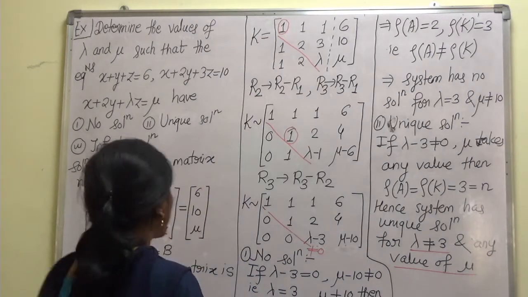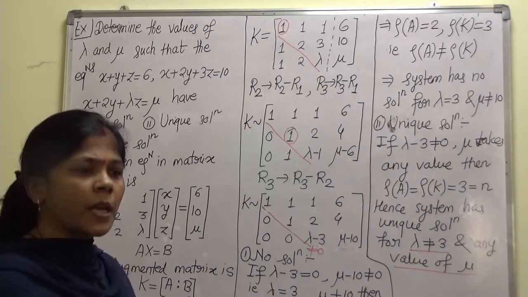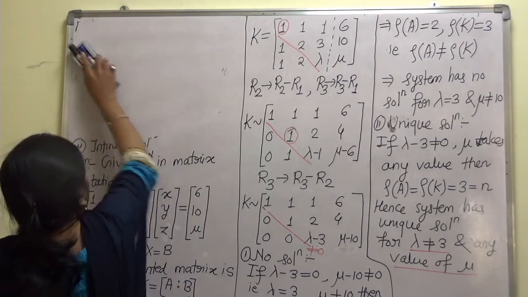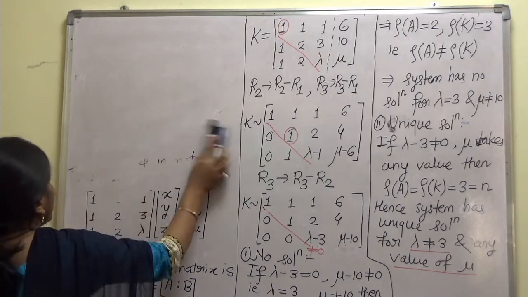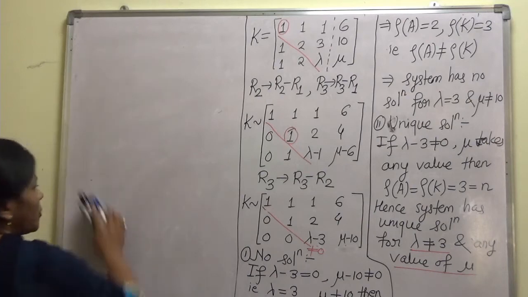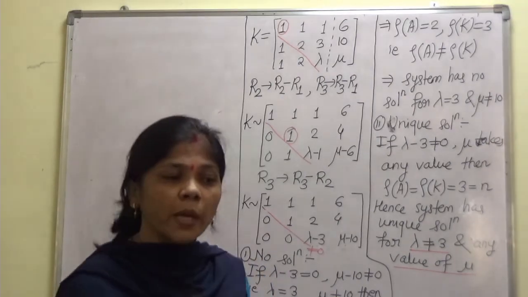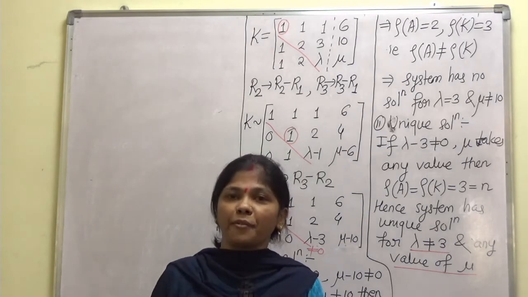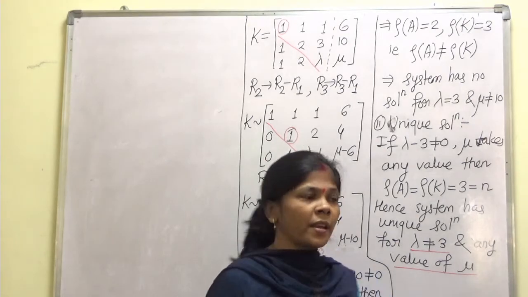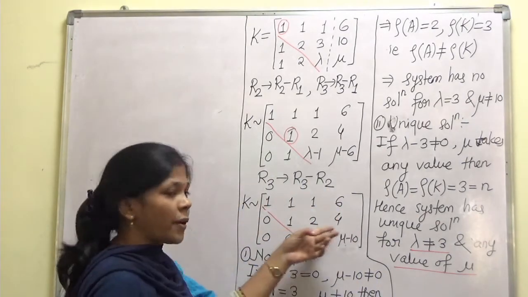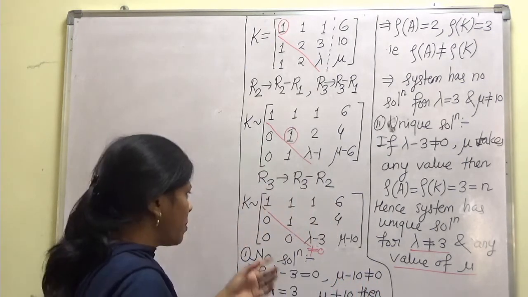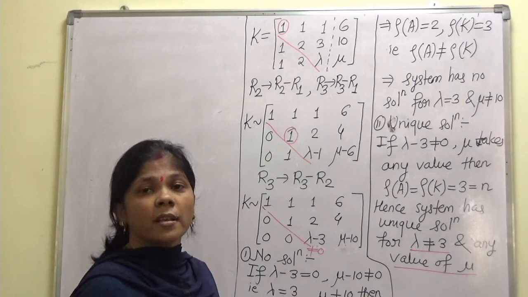Now let us have the last case, that is for infinite solutions. What is the condition required? For infinite solutions, rank of A must be equal to rank of K, but should be less than the number of variables. The number of variables is 3, so both ranks must be less than 3. Up to the second row, rank of A and rank of K are equal, that is 2. So simple. It means I have to show that this last row is 0.